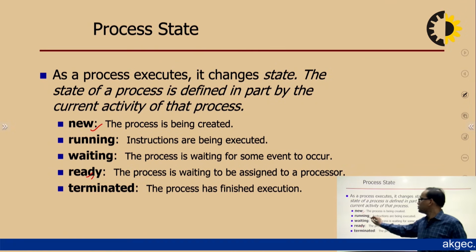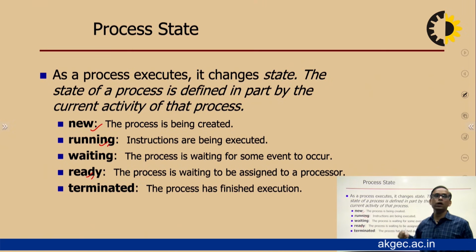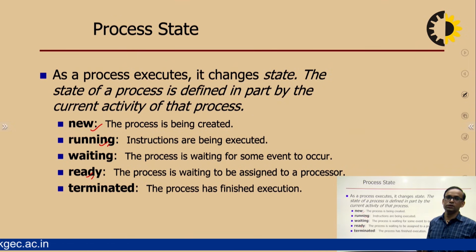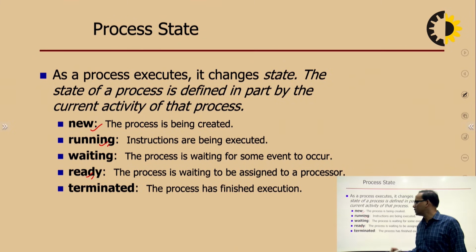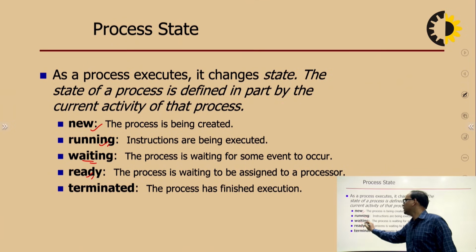Once the CPU is allocated to the process available in main memory and CPU starts to execute the instructions of that process, then the process state changes. Now, the process will be in running state. So, instructions are being executed. Whenever the instructions of a process are being executed, at that time the state of the process is known as the running state.